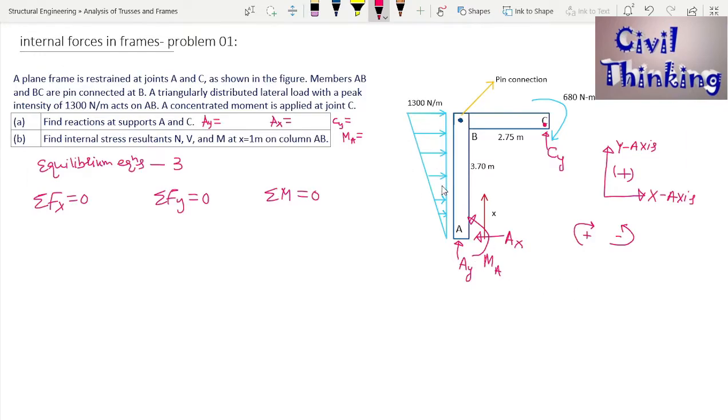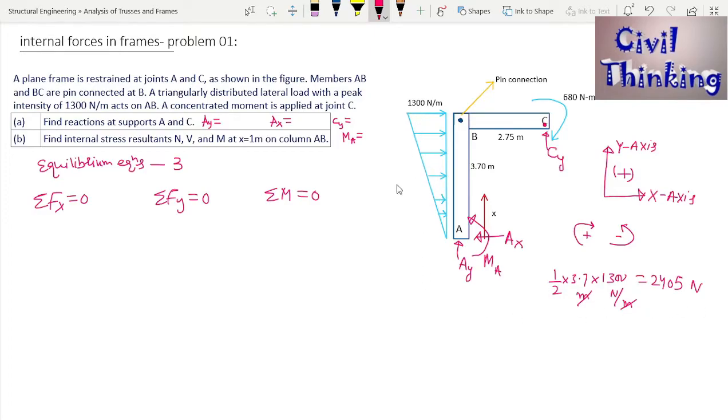If I find the area of this triangle, the base is 3.7 meters, from here to here, and the perpendicular of this triangle is 1300. The area of a triangle is one half of base, 3.7 meters, multiplied by perpendicular, 1300, which we also call the normal. That comes to 2405 Newton. Why is it Newton? Because 3.7 is in meters and 1300 is Newton per meter, so meter and meter cancel out and we are left with only Newton. So the resultant load due to this load intensity is 2405.